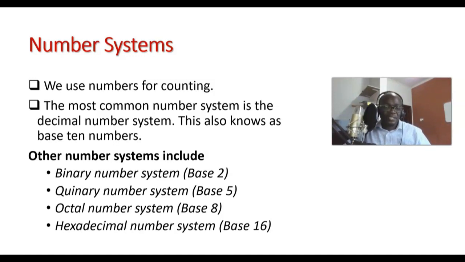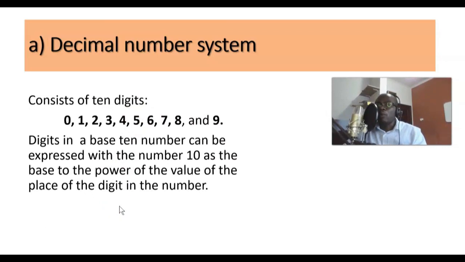But there are actually other types of number system, and these are the binary number system, which is in base 2. There's the quinary number system, which is base 5. There's the octal number system, which is base 8. And we have the hexadecimal number system, which is base 16. For purposes of this lesson, we shall just look at the decimal number system, the binary, quinary, and the octal number system. Now, what is the decimal number system? The decimal number system consists of these 10 digits from 0 to 9. If you count them, they actually turn 1, 2, 3, 4, 5, 6, 7, 8, 9, 10.